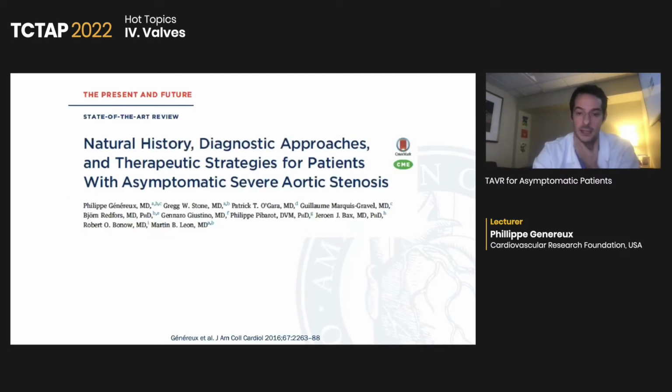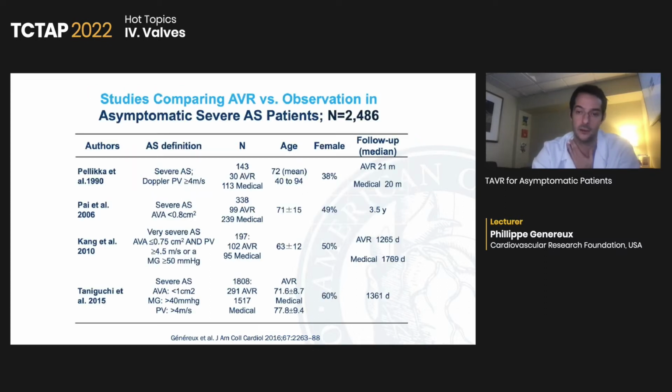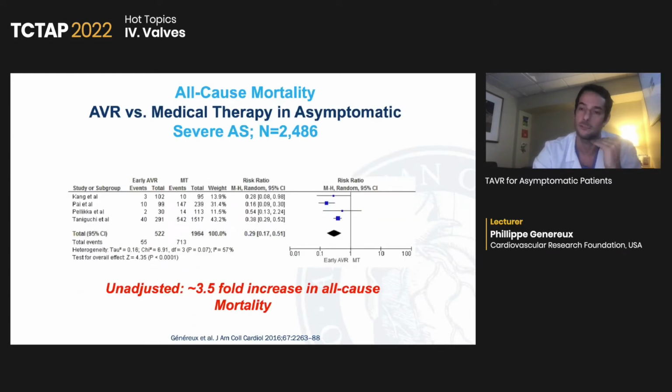So we did a meta-analysis back in the day when we were designing early TAVR, and what we showed is that among 2,500 patients, medical clinical surveillance had an unadjusted 3.5-fold increase in all-cause mortality at a mean follow-up of 2 years. So when we look at surgical series, and those are all series of patients managed medically compared to surgery, you have a 3.5-fold increased risk of mortality by clinical surveillance. Obviously, not a randomized trial, and that was observational data.